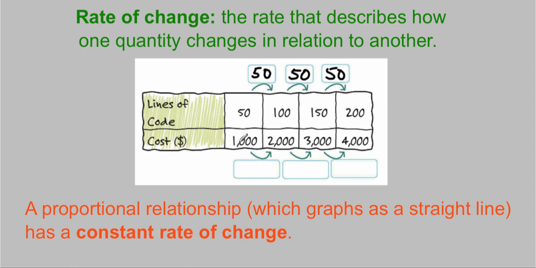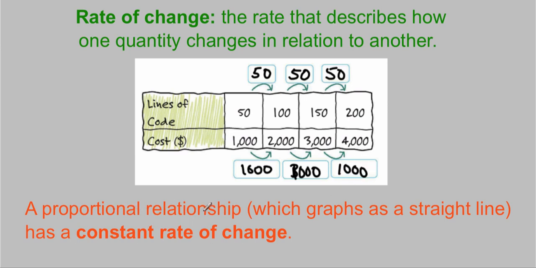Down here for the cost, it was $1,000, went up to $2,000. So it went up by 1,000. Then it went from 2,000 to 3,000. So it went up by 1,000. Then it went from 3 to 4,000, so it went up by 1,000.